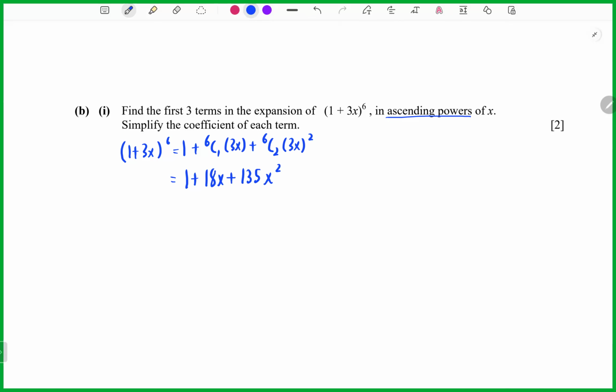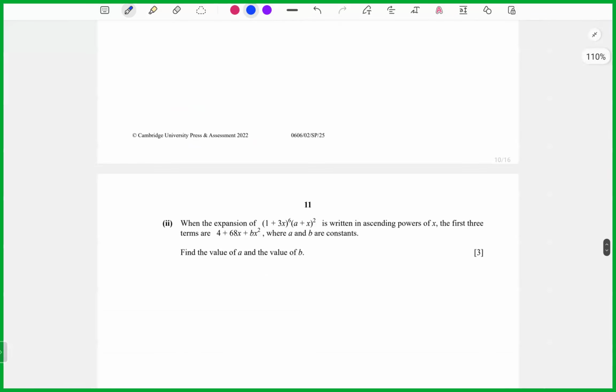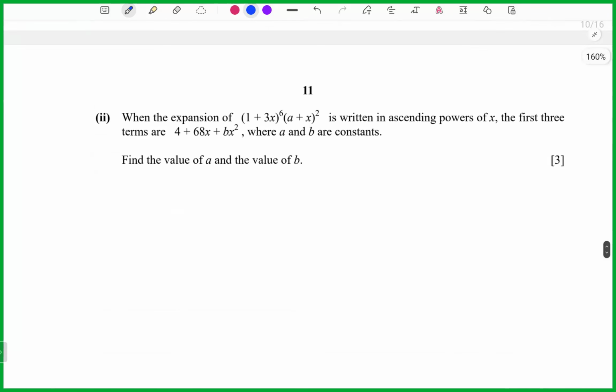Okay, so now we have already solved this. Now we can see the next question, part 2. When the expansion of brackets 1 plus 3x to the power 6, and then brackets a plus x squared, is in ascending powers of x, the first three terms are 4 plus 68x plus bx squared, where a and b are constants. Find the values of a and b.